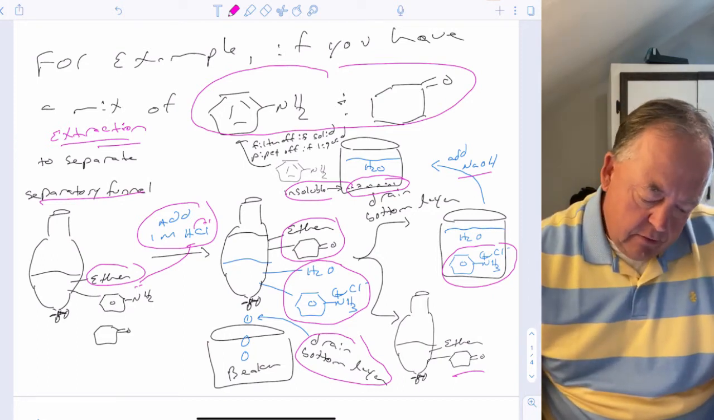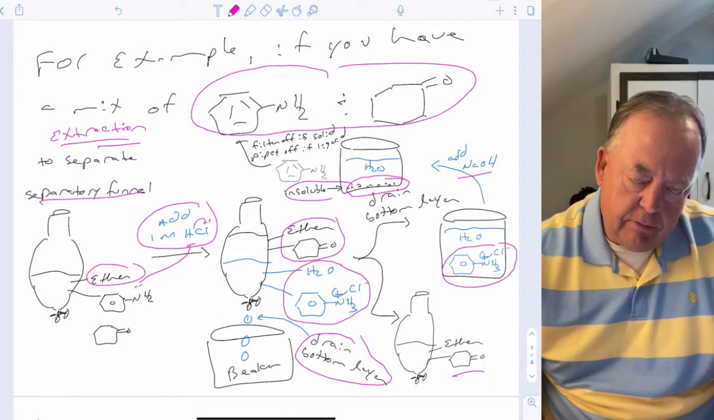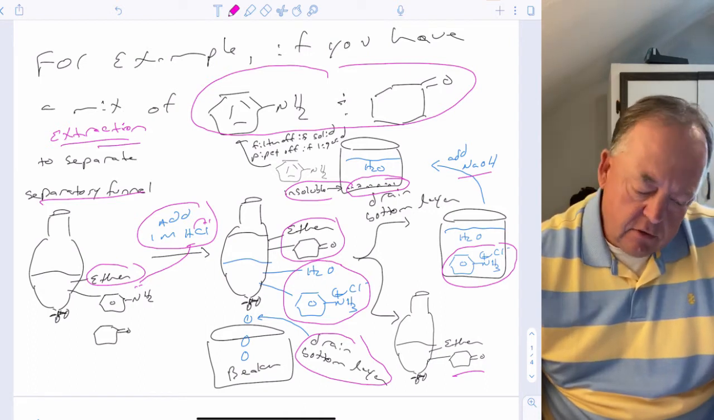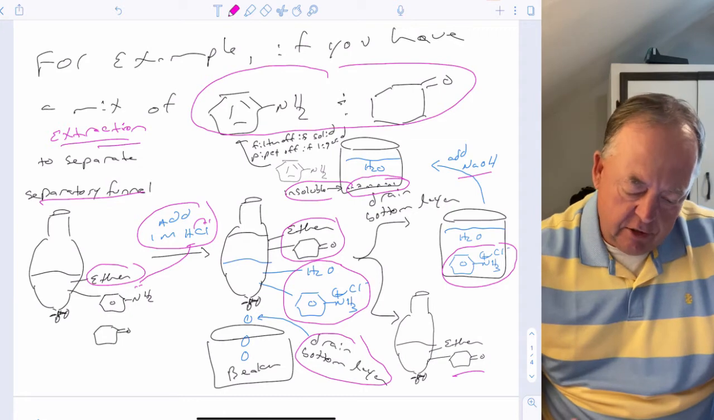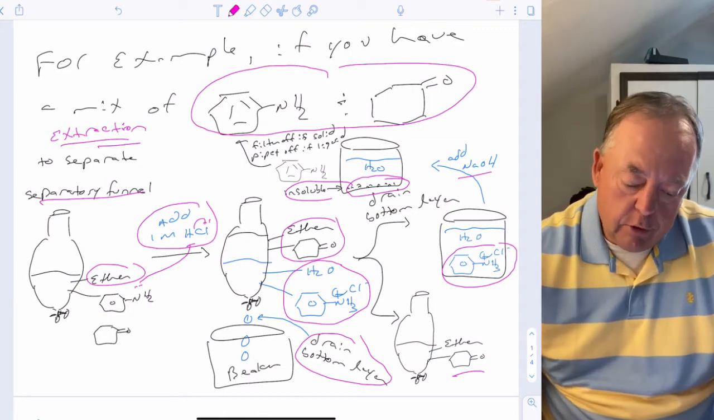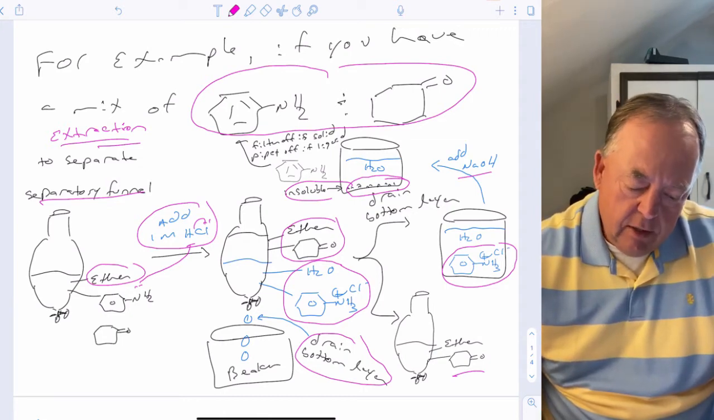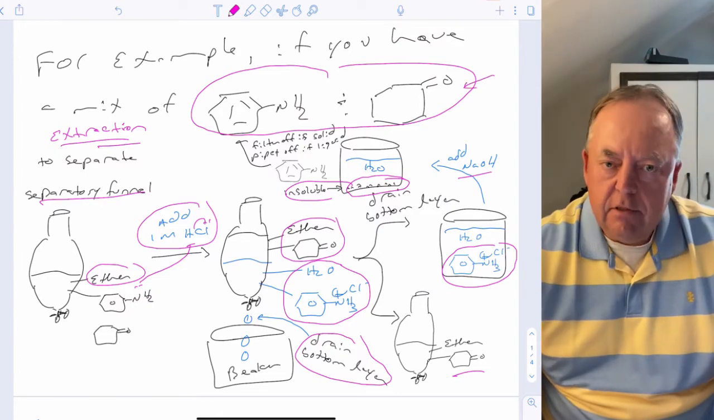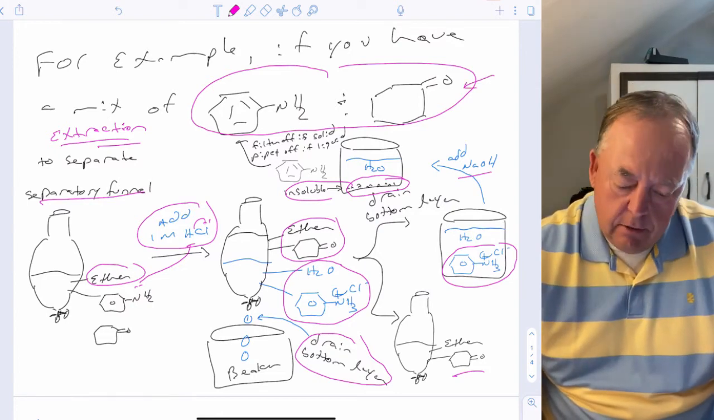So basically, the point is, since amines are bases, you can manipulate the acid-base property to change solubility so that you can get it to go into an aqueous layer, whereas an organic molecule that doesn't have acid-base properties would just stay in the organic layer.